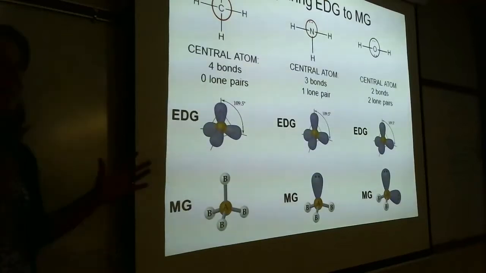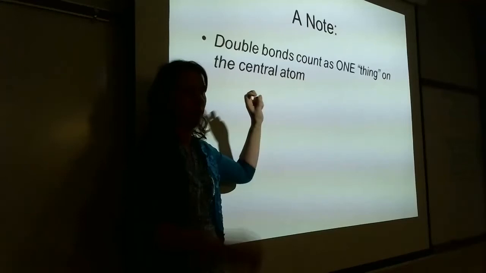And so tomorrow in lab, we're going to be breaking out the model kits, and you're going to be making these models so you can see it, right? Because even this is still flat. Seeing it in real life, 3-dimensional, that's what's going to help, I think, make it cement. So they all have the same electron domain geometry. What makes them different is the number of lone pairs. Does this make sense? Yes?